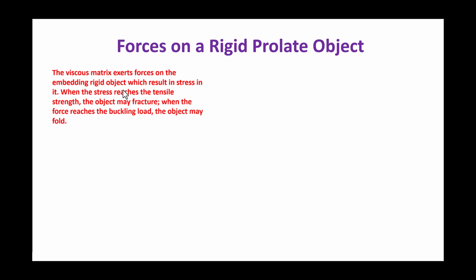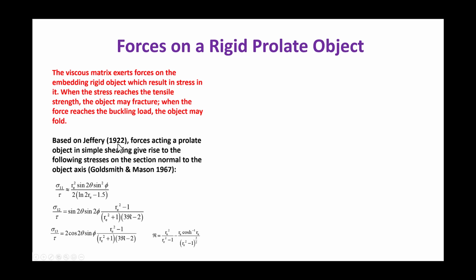If the stress reaches the tensile strength, the object may fracture, and boudin structures may develop. On the other hand, if the force reaches the buckling load, the object may fold. Based on Jeffery's equations, forces acting on a prolate object in simple shear give rise to the following stresses on the section normal to the long axis of the object.